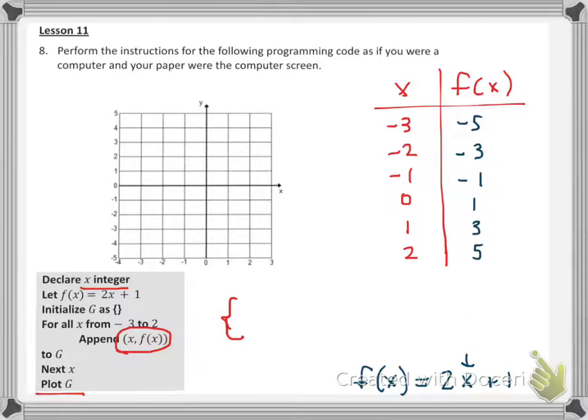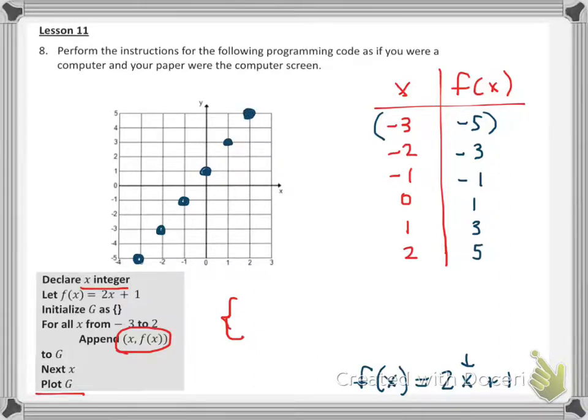So there's all of our ordered pairs, right? We can just say, well, this is an ordered pair, and so on. And then we just have to plot. So the first ordered pair is left 3, down 5. That's right there. And then left 2, down 3 would be right there. Left 1, down 1. Don't go left or right, but go up 1. That one's there. 1 to the right, 3 up. And lastly would be 2 to the right, 5 up.